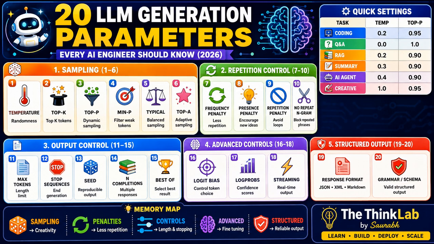Number 11 is the max token. Max token defines the maximum response length. A small value creates a short answer.